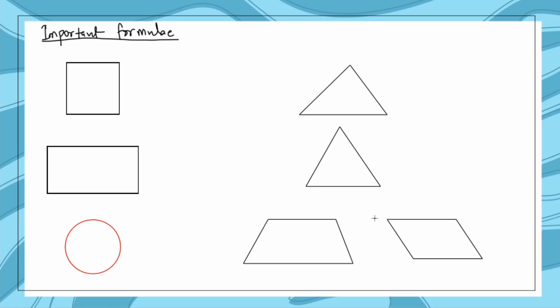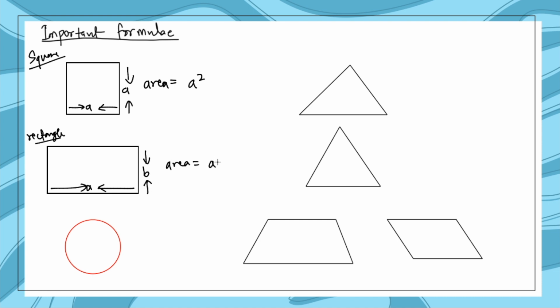Alright, so these are some general figures, some general shapes for which you should know the formula. The first one is a square. If the side of a square is given as a units long, all the sides of a square are the same, so the area of a square is equal to a square. Then if this is a rectangle whose length is, let's say, a units and its width is, let's say, b units, in that case its area will be given as a into b.